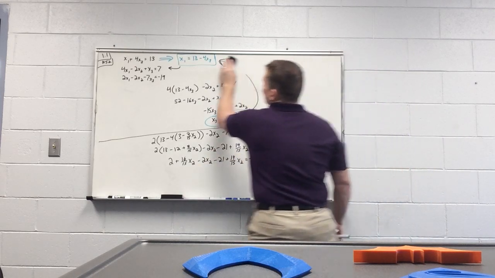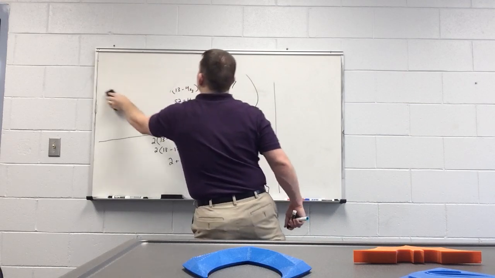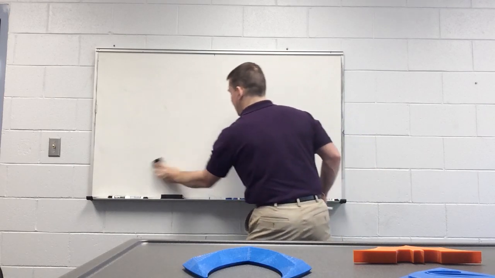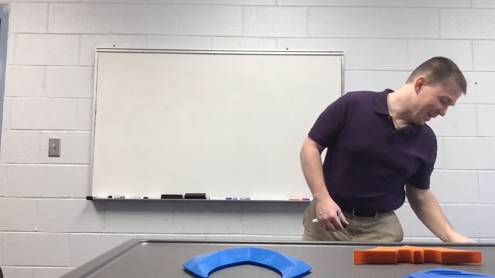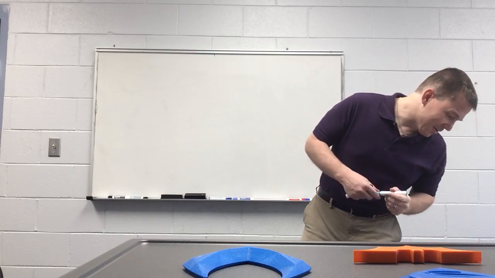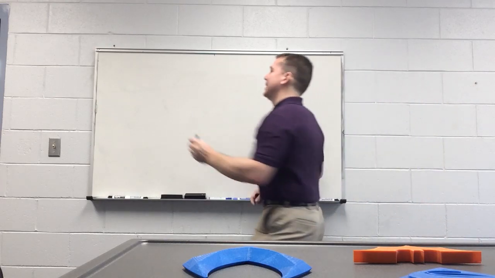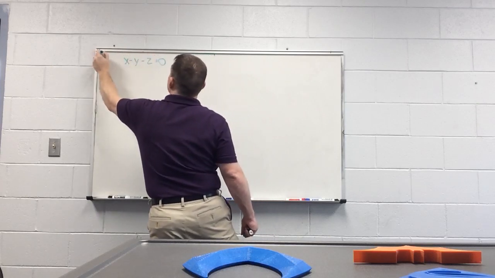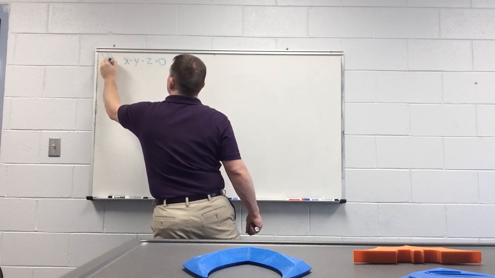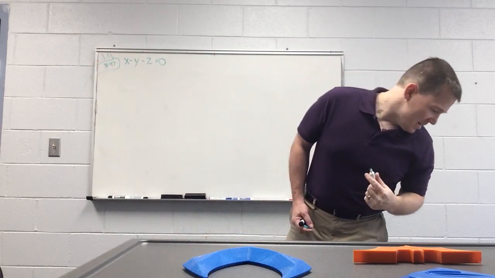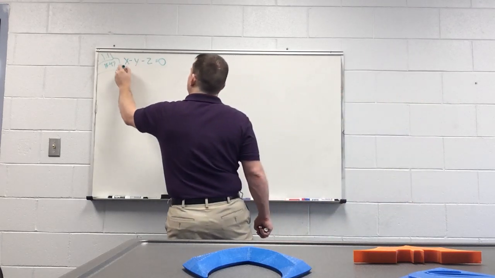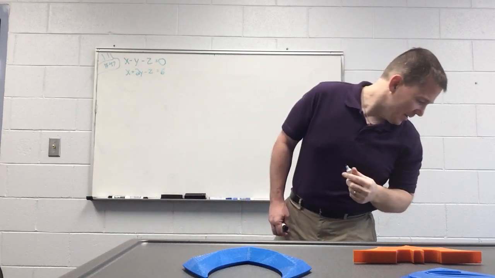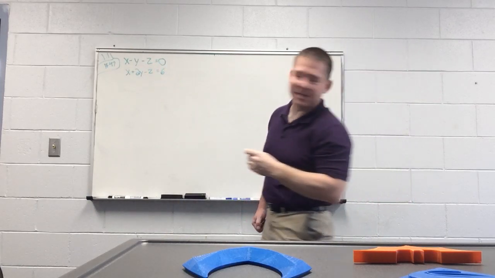And now, just so this video isn't really, really short, I'll do one more example randomly. Let's see. Number 47, this is 1.1, number 47. x minus y minus z equals 0. x plus 2y minus z equals 6. And 2x minus z equals 5.